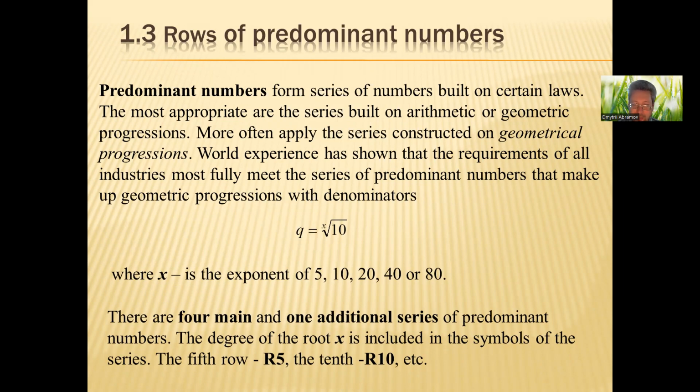There are 4 main and 1 additional series of predominant numbers. The degree of the root x is included in the symbols of the series. The 5th row is R5, the 10th is R10, etc.: R12, R20, R40, and R80. Please write down in your notes what the Q is.